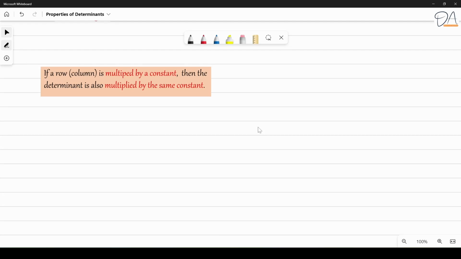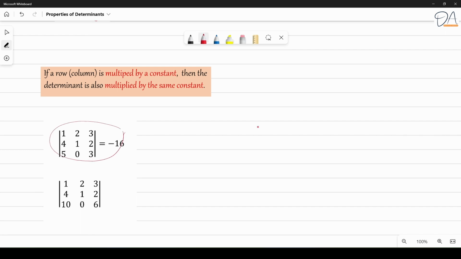Okay, next, if a row or a column is multiplied by a constant, then the determinant is also multiplied by the same constant. So let's look at this example. Let's say that we already know the value of the determinant as we see here. We know that the determinant here is minus 16, and this particular example is solved in the other video that shows how to calculate determinants. So you can check it there if you are interested to see the detail. So we already know that this determinant is minus 16.